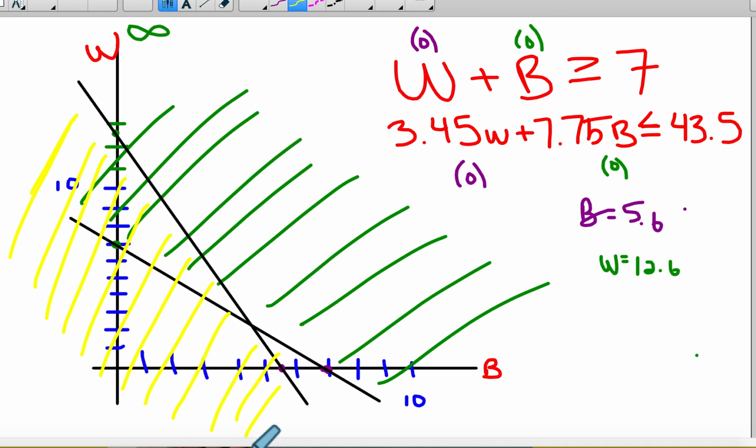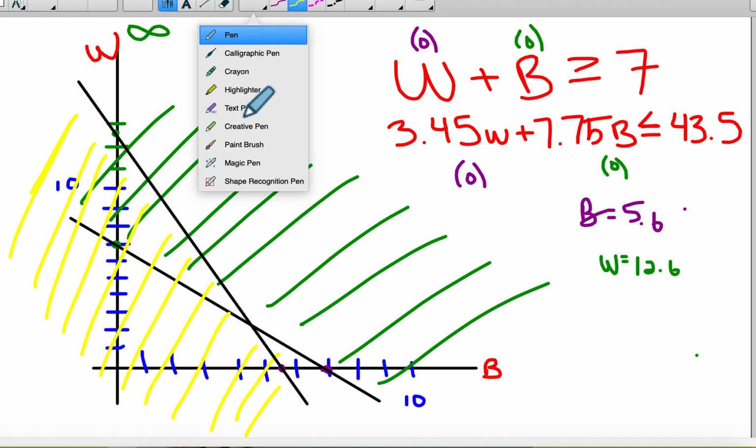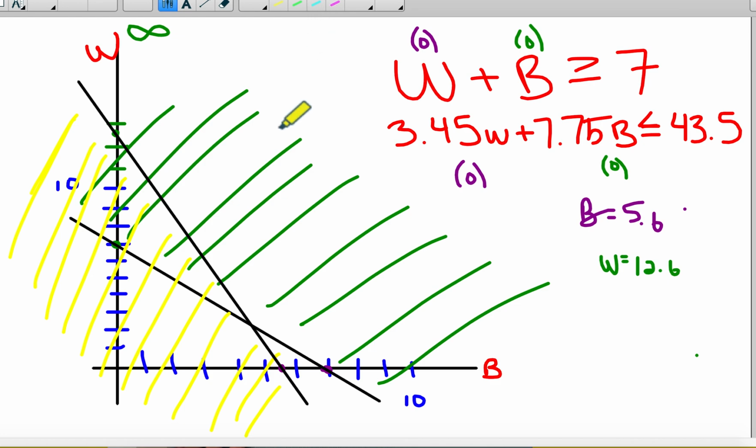Now, to satisfy both inequalities, it needs to be the part of the graph where both are shaded, so I have green and yellow. So it's going to be this triangular area right in here. I obviously can't be less than 0. Whoops, didn't mean to erase it, meant to highlight it. So I'm going to be in this area right here. This is going to be where all of my answers are.